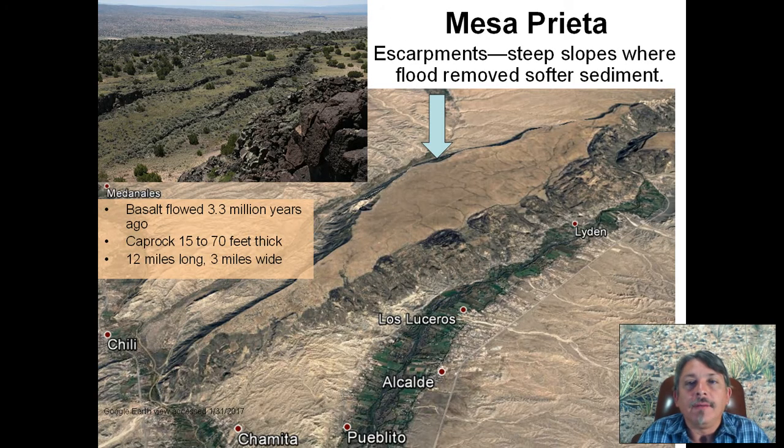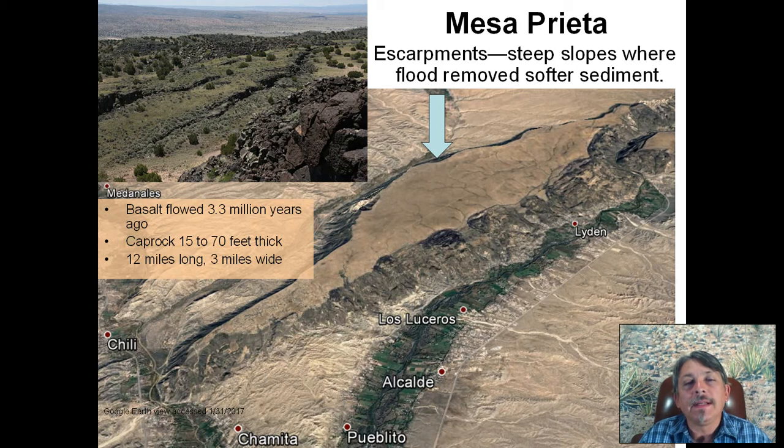Here's an example of a lava flow that flowed out. There's no perceivable volcano, but nevertheless it created this vast mesa, about 12 miles long and 3 miles wide at its widest part. It is immediately north of Española. If we could say it forms the northern border of the Española Valley. It's close to Velarde, Alcalde, and Chamita, and it's very flat on top.